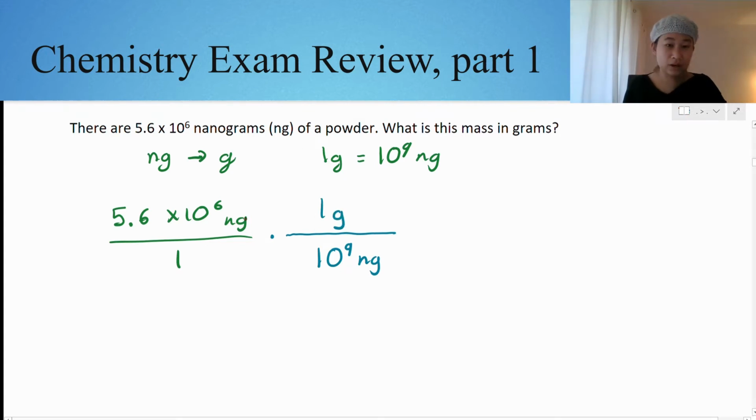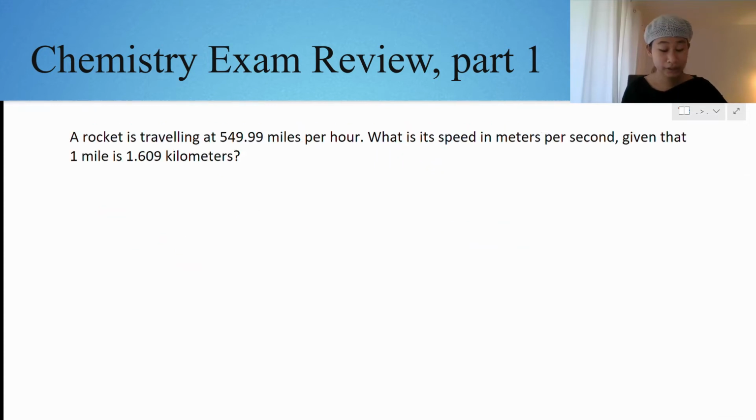Now that we have nanograms on the top and on the bottom, we can cancel out that unit, leaving us with the unit that we want. And so when we multiply straight across, make sure to put this in parentheses, okay, so that it is properly divided by 10 to the 9. The answer here is 0.0056 grams.